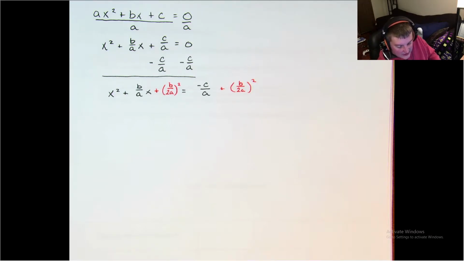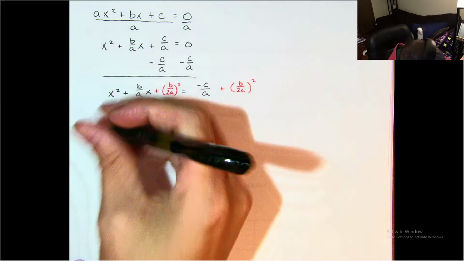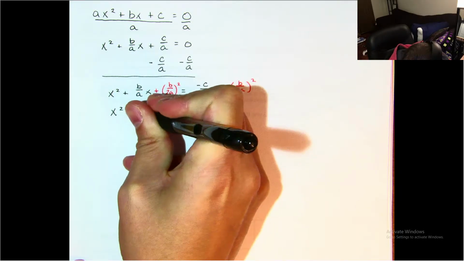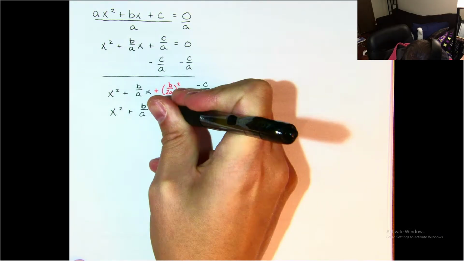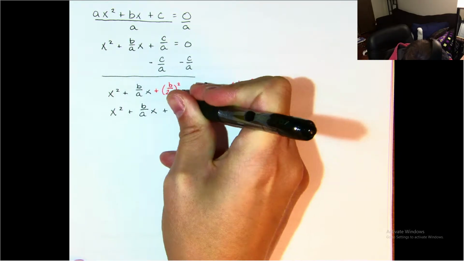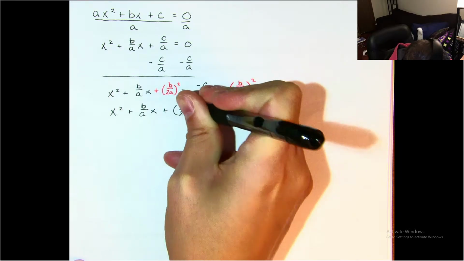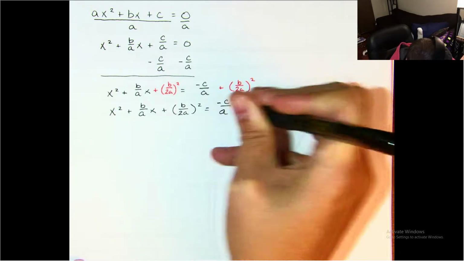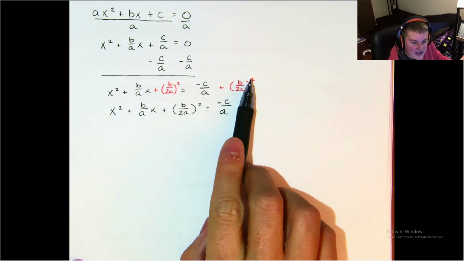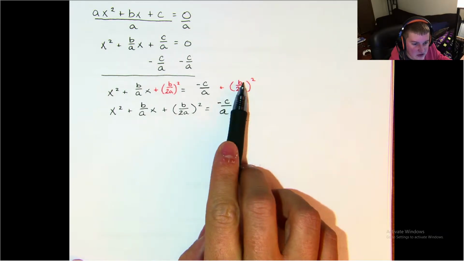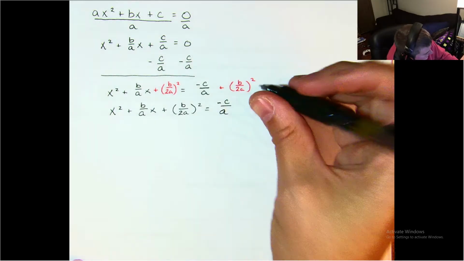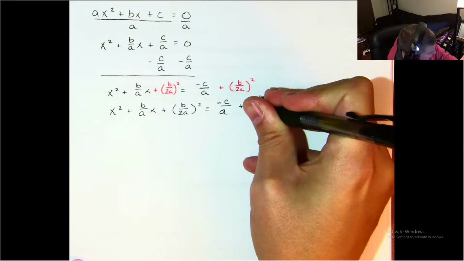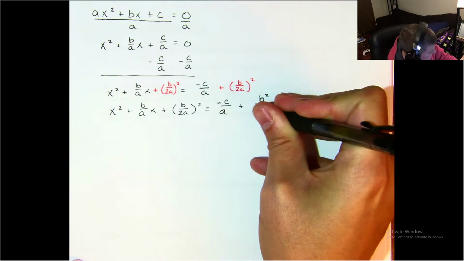So when I do this, I can go ahead and simplify a little bit to get x squared plus b over a x plus this b value divided by 2a squared is equal to opposite of c over a. And then when I simplify this here, I can actually square basically everything in here. So b gets squared, 2 gets squared, and a gets squared. So that's going to turn into b squared over 2 squared is 4, and a squared is just a squared.